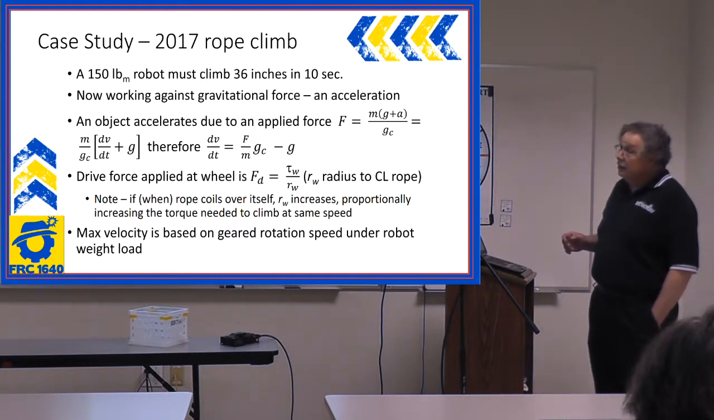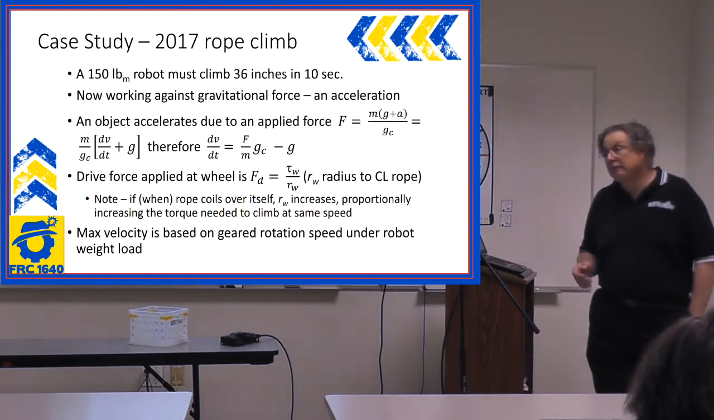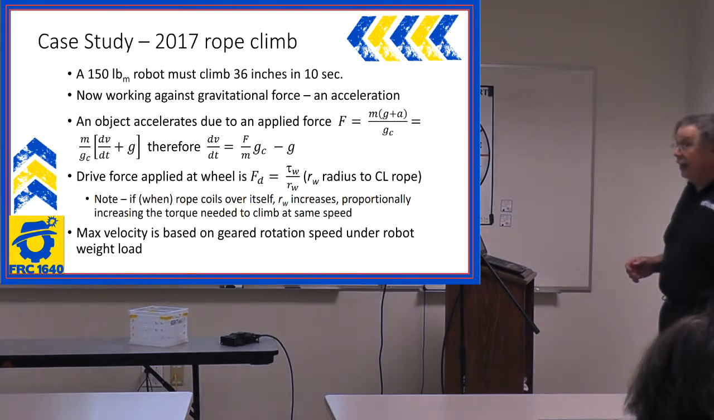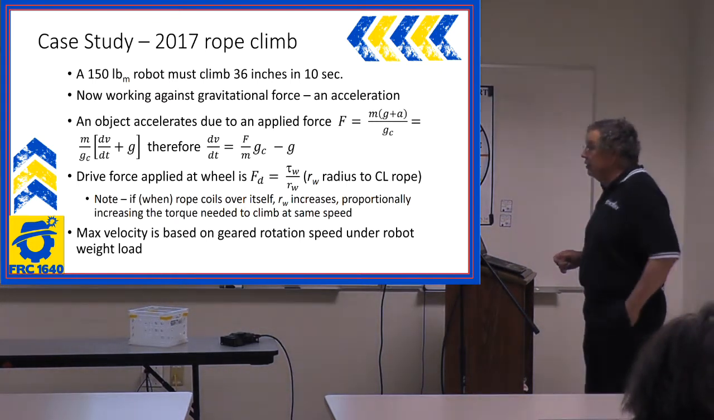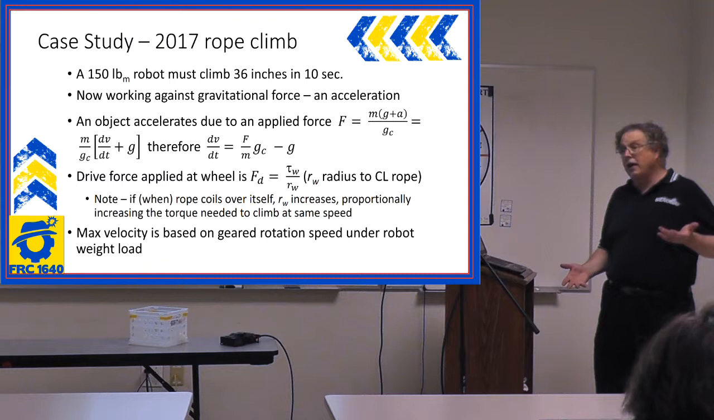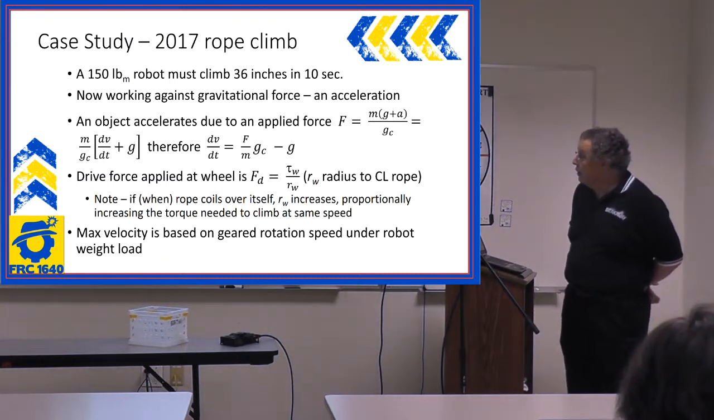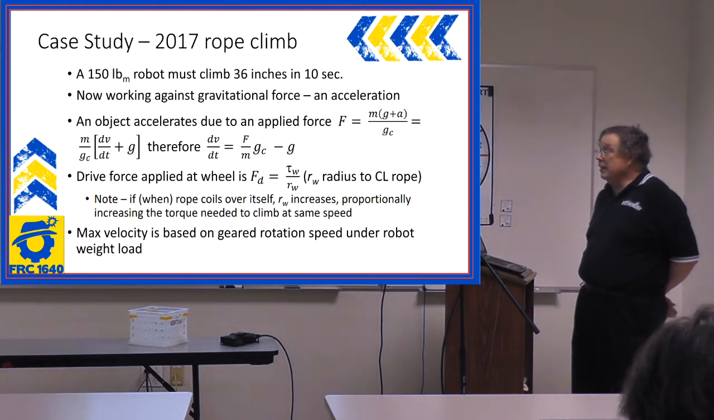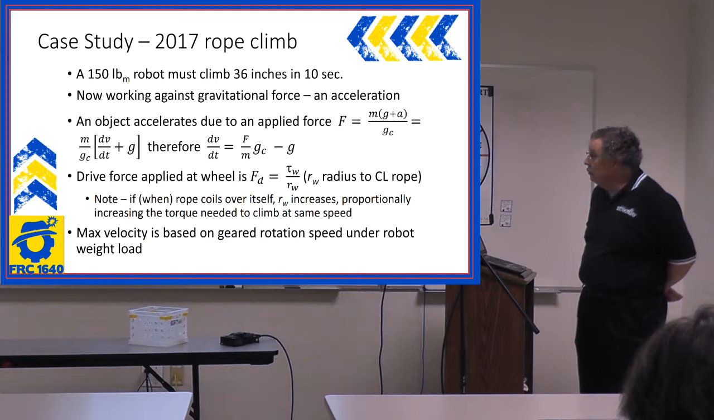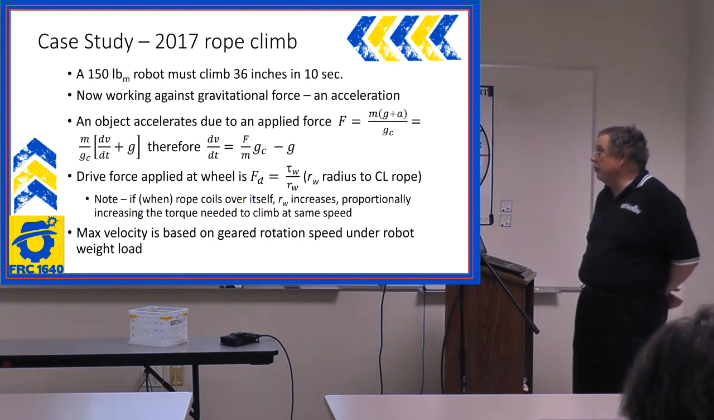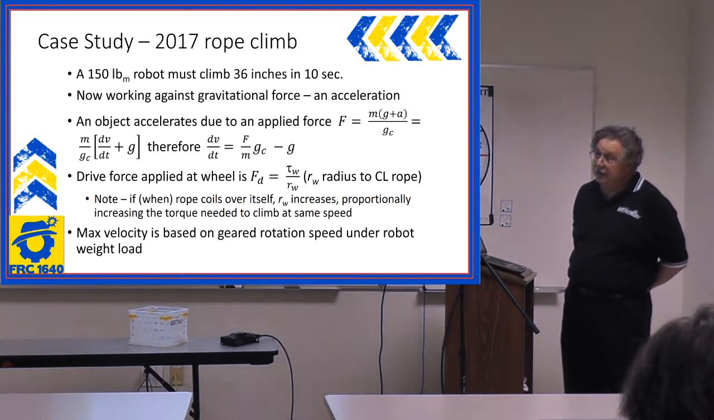I've got a case study, picking a motor. This is a case study in recent history because it's our 2017 rope climb. We've got a 150-pound robot. We need to climb 36 inches. We need to do it in 10 seconds. And we're working against a gravitational force, and gravitational force is an acceleration.